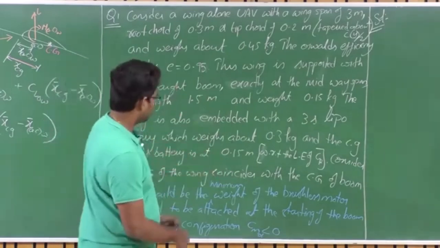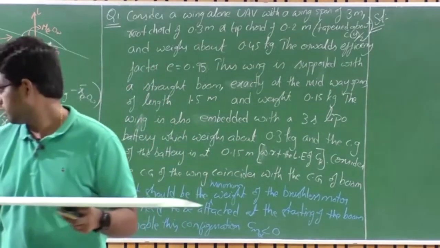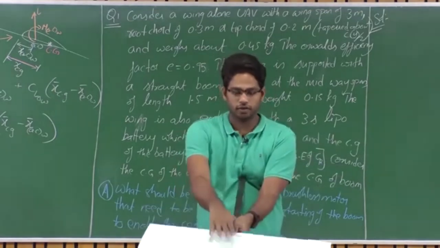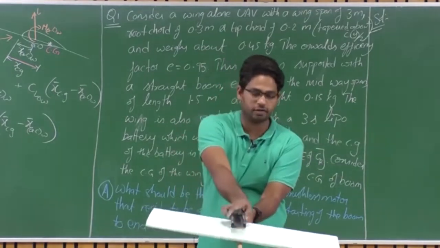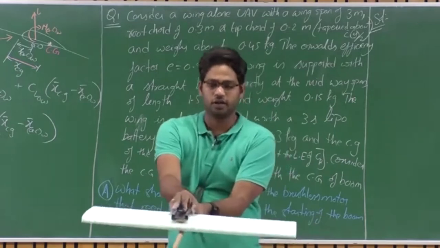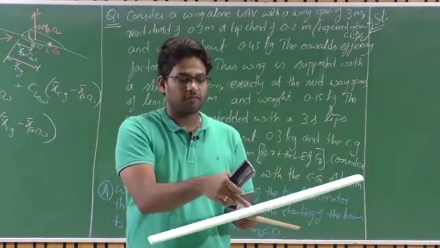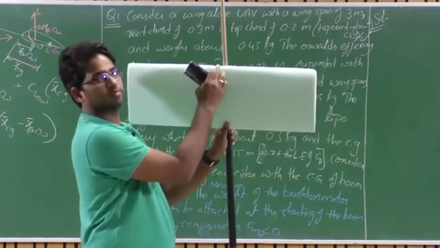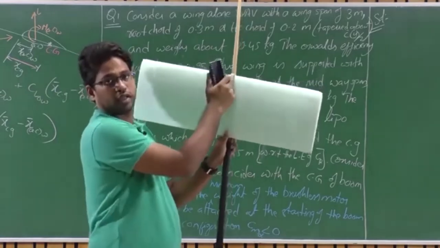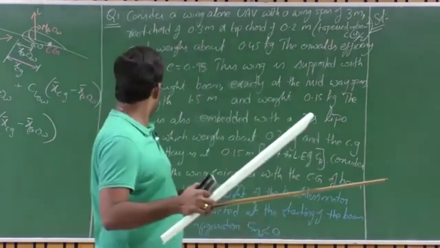Moreover, this wing is also, let us say, so we have a wing here and it is equipped with a boom, right? And this wing is also equipped with a battery. Let us say this is the battery, and it is embedded, meaning the battery is inside this wing altogether. The weight of the battery is about 300 grams and the CG of the battery is 15 centimeters from the leading edge of the root chord. So this is my leading edge of the root chord. The CG of this battery is 15 centimeters behind the leading edge of the root chord, right?